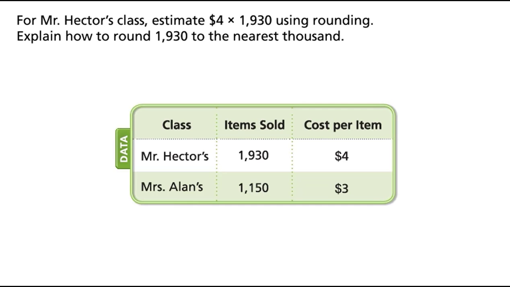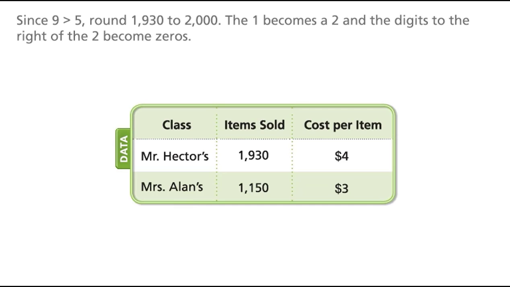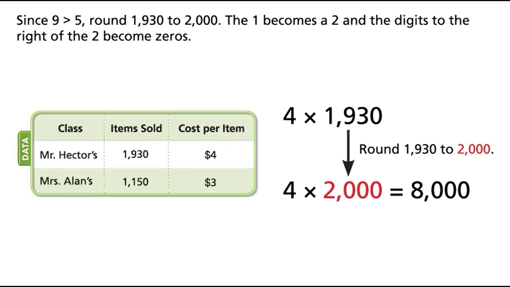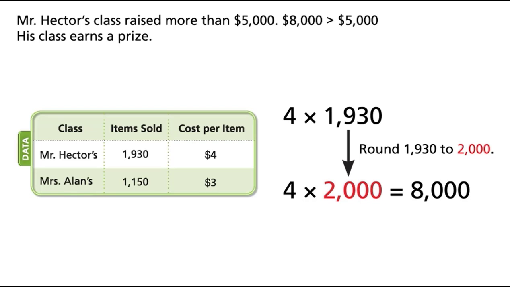For Mr. Hector's class, estimate $4 times 1,930 using rounding. Explain how to round 1,930 to the nearest thousand. Since 9 is greater than 5, round 1,930 to 2,000. The 1 becomes a 2, and the digits to the right of the 2 become zeros. Mr. Hector's class raised more than $5,000. $8,000 is greater than $5,000. His class earns a prize.